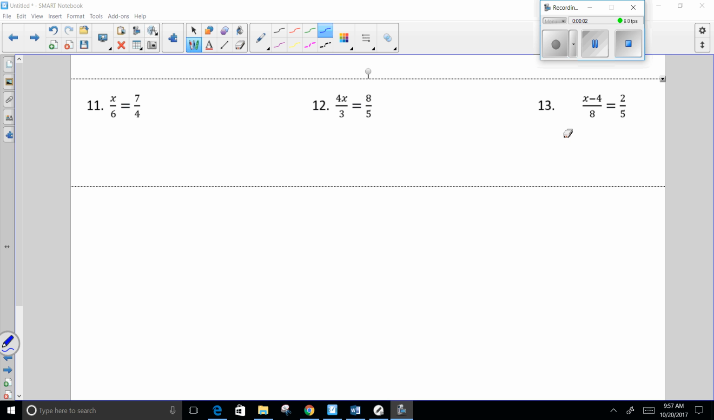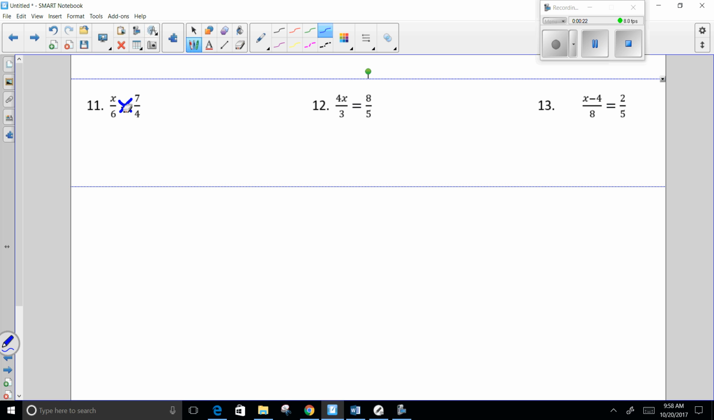This video is about solving proportions. A proportion is a fraction equal to a fraction. The easiest way to solve a proportion is a technique called cross multiplication. It's called cross multiplication because you multiply by creating a cross, or an x.